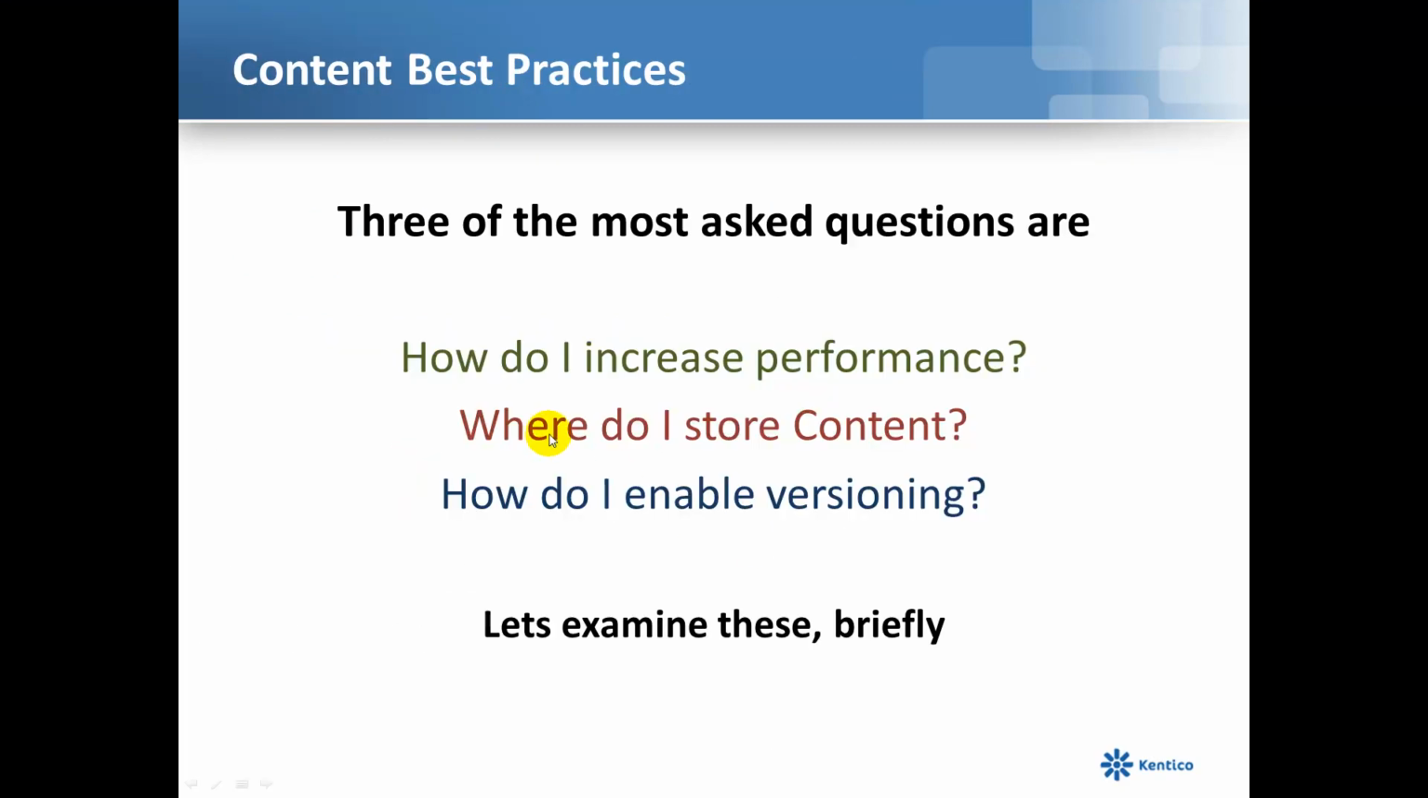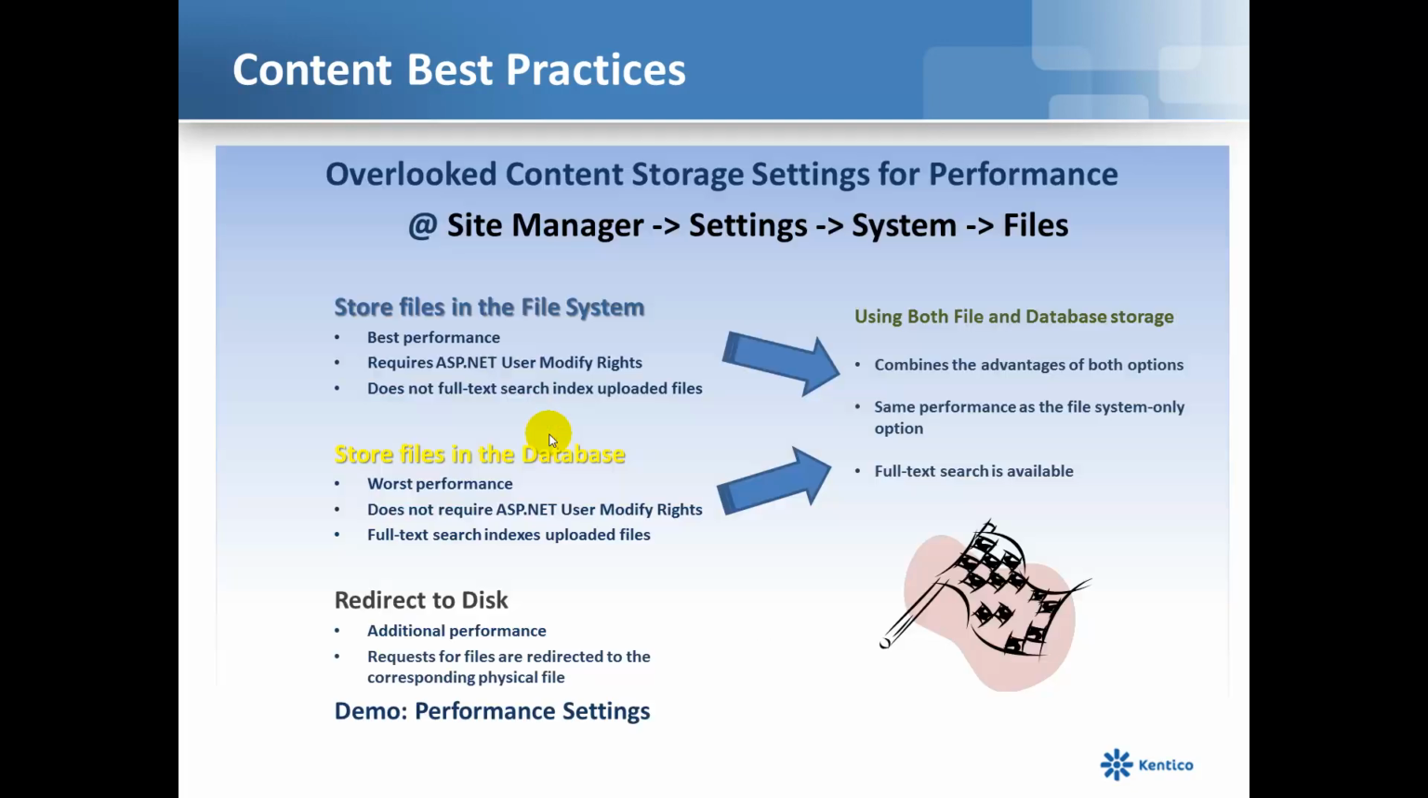Let's move on to content best practices. Three of the most asked questions that I run into as a consultant, typically in the field, are: how do I increase performance of Kentico? It's pretty fast as it is, but some people just want to increase it just a little bit more. Where does Kentico store content in the system? What is faster? What is better for me? And how do I enable versioning? To me, those are really important things to not only increasing the speed, but just an understanding of where these pieces are. So let's examine these briefly.